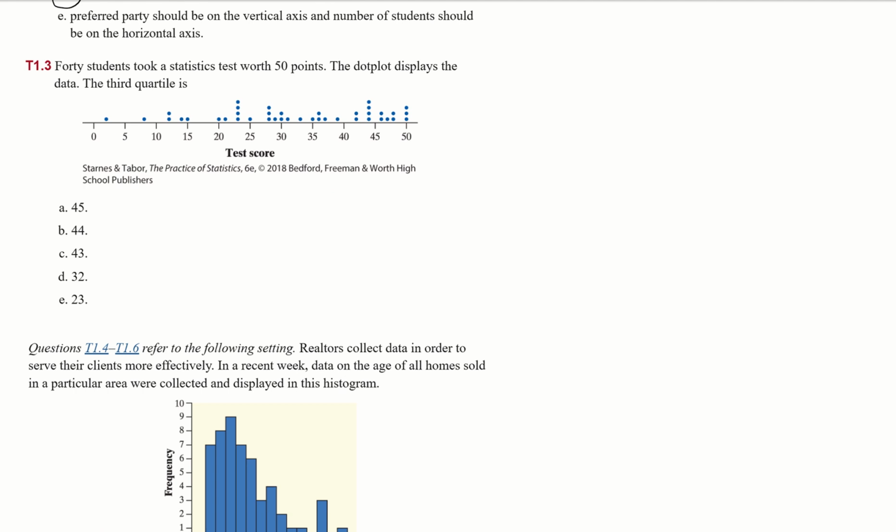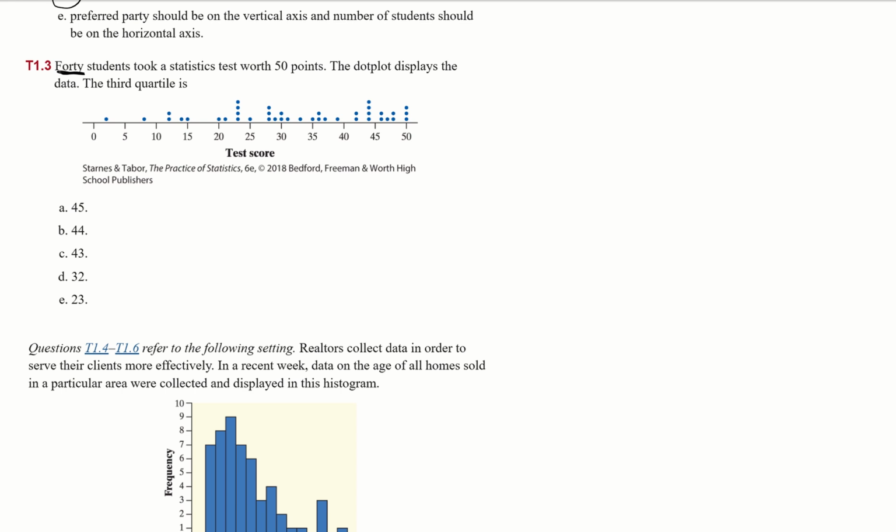So 1.3, 40 students took a stats test worth 50 points. The dot plot displays the data, and they're looking for the third quartile. So for the third quartile, first we need to find the median, and then once we find the median, we can find the median of the lower half and the median of the upper half. We have 40 students. That means the halfway mark has to be dividing 20 below, 20 above, right? So we're looking for 20 dots here.